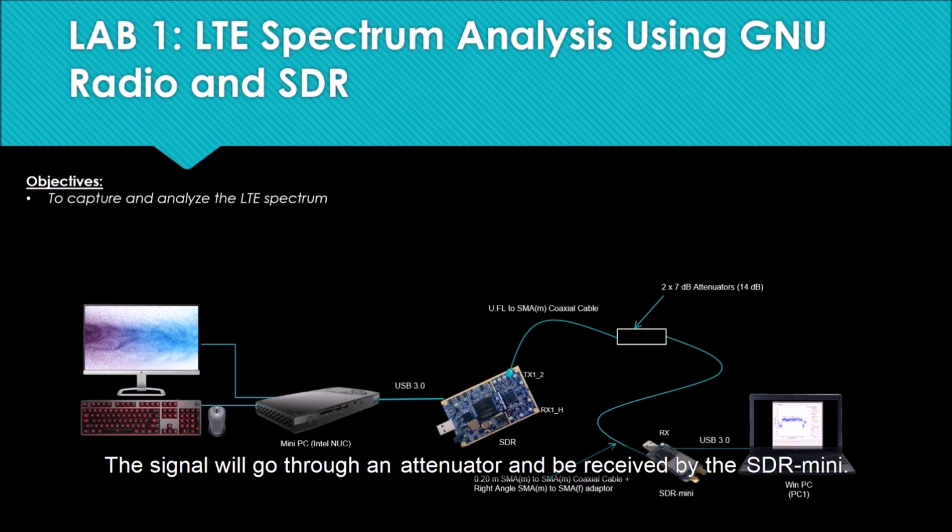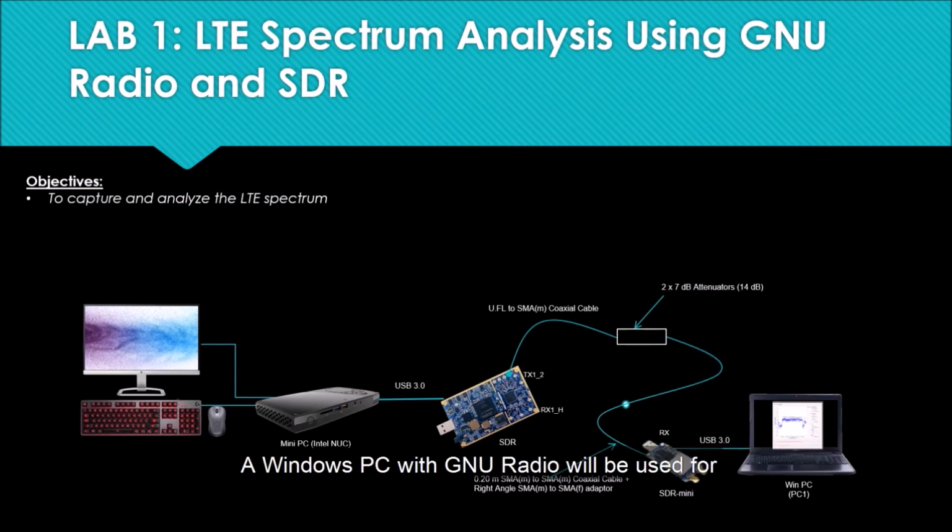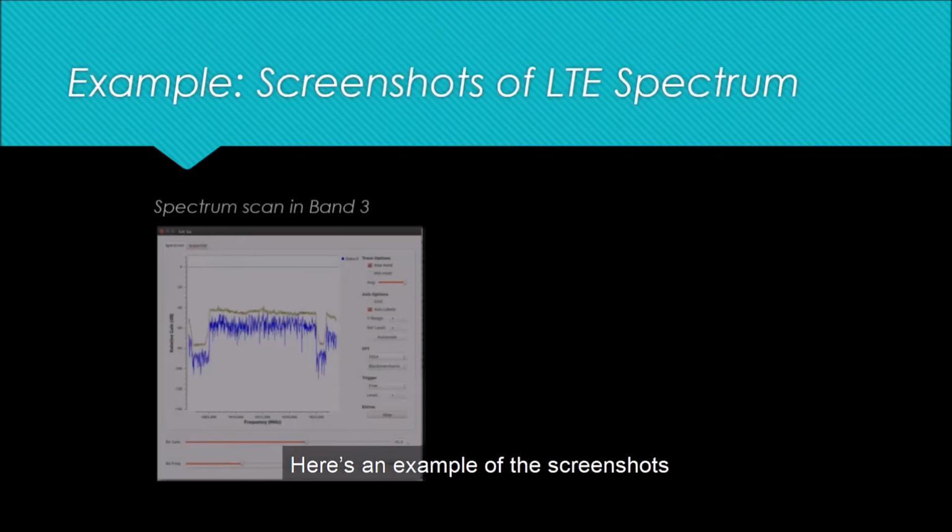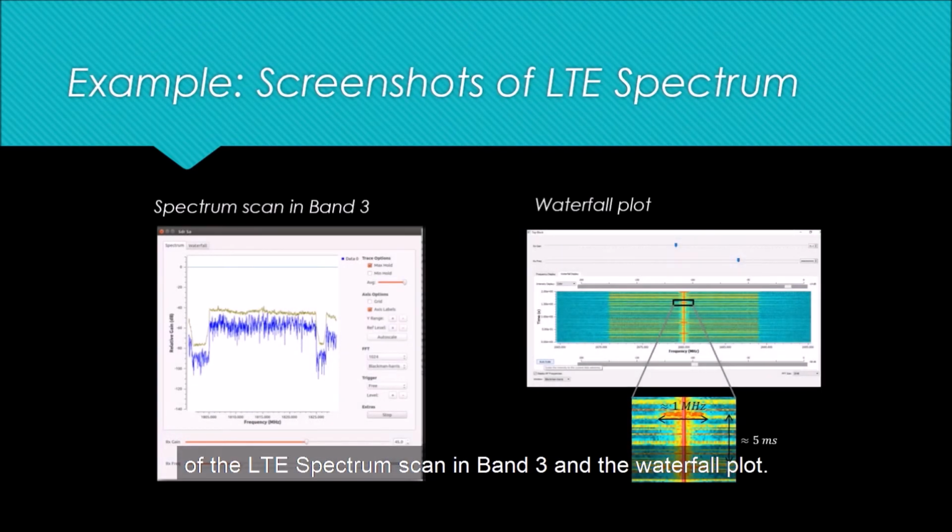The signal will go through an attenuator and be received by the SDR Mini. A Windows PC with GNU radio will be used for analyzing the spectrum of the received signal. Here's an example of the screenshots of the LTE spectrum scan in band 3 and the waterfall plot.